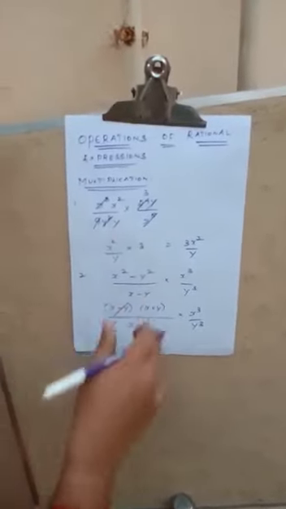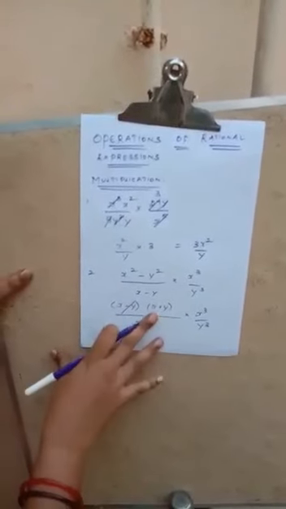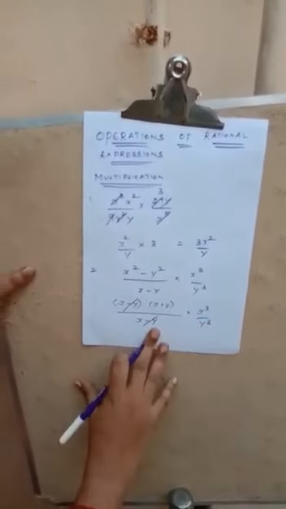So it is easy for multiplication. There are no restrictions for multiplication. Easily we can multiply. We only have to see which terms will get cancelled. We have to cancel, and the remaining terms you have to write as they are.